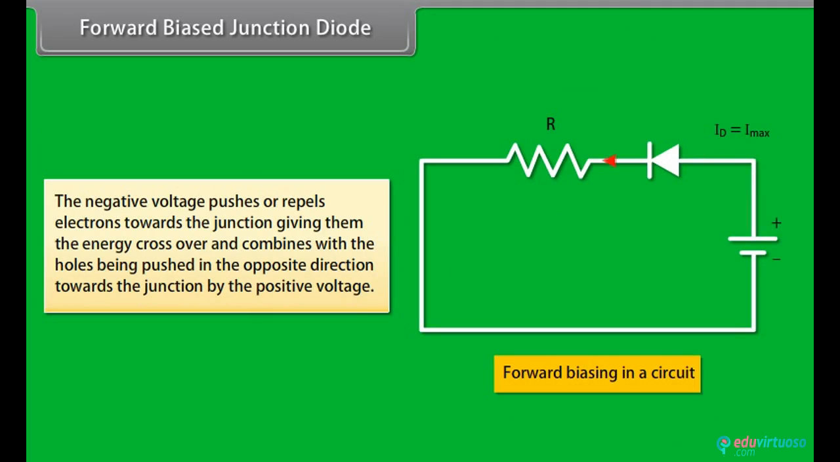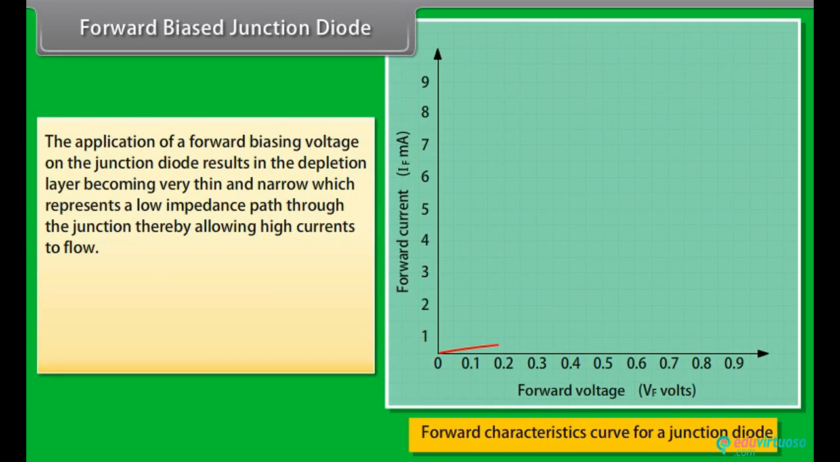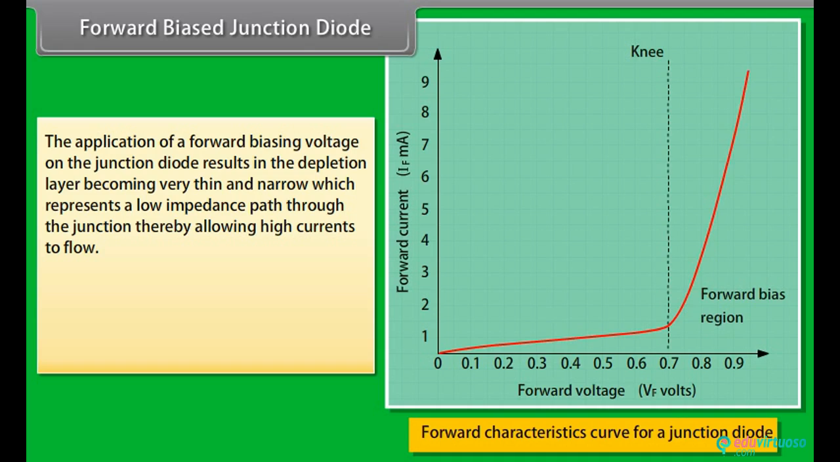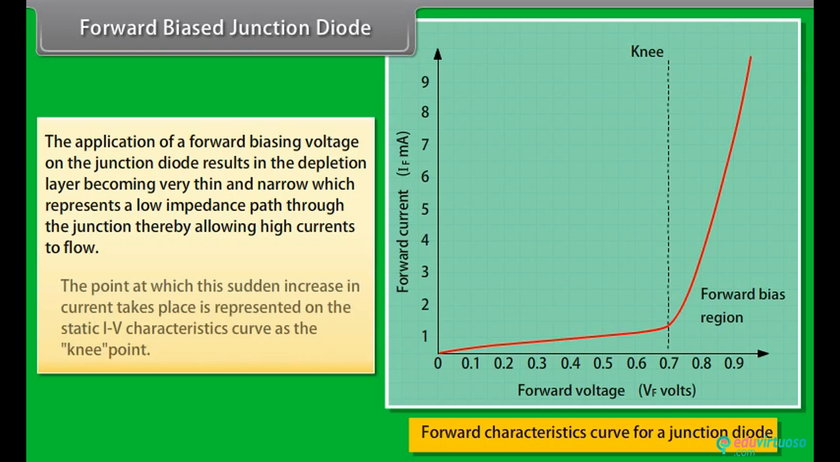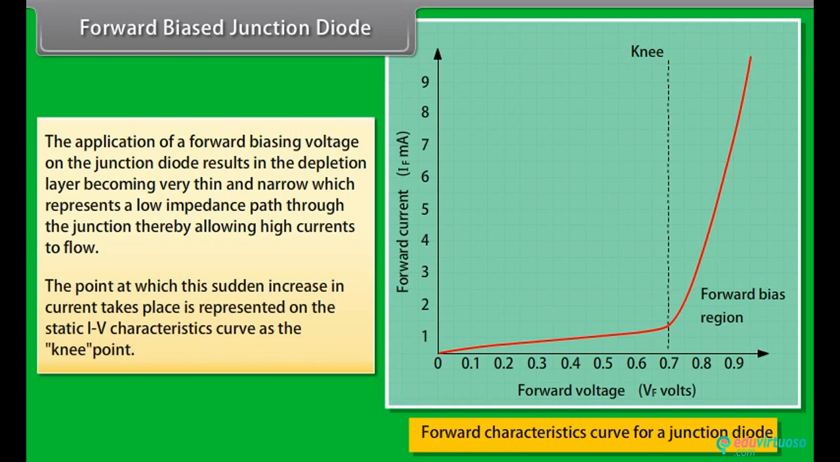The negative voltage pushes or repels electrons towards the junction, giving them the energy to cross over and combine with the holes being pushed in the opposite direction towards the junction by the positive voltage. The application of a forward biasing voltage on the junction diode results in the depletion layer becoming very thin and narrow, which represents a low impedance path through the junction, thereby allowing high currents to flow. The point at which this sudden increase in current takes place is represented on the static IV characteristics curve as the knee point. Reverse biased junction diode.